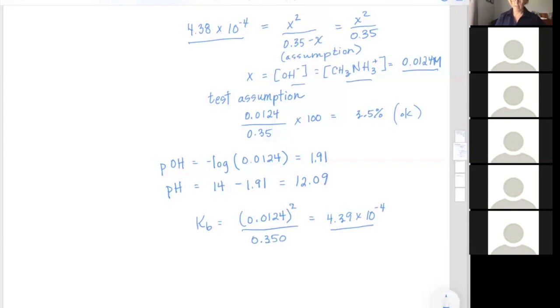All right, are there any questions on these weak base problems? Okay, so the assignment topic that you guys are going to work on this week is just working more equilibrium problems with the weak and strong bases.